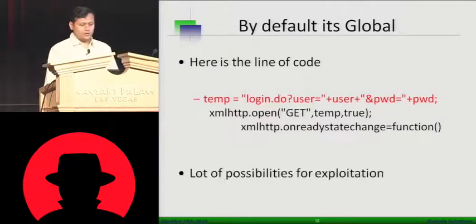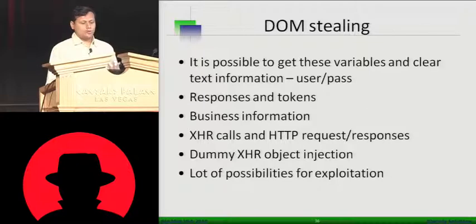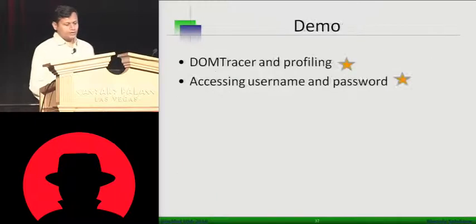So if for example we go ahead and start stealing these variables, you can start stealing the user password, you can start stealing response tokens, business information can be extracted, you can actually use HTTP request and response stealing, you can create a dummy XHR object. So a lot of exploitation possibility right there.